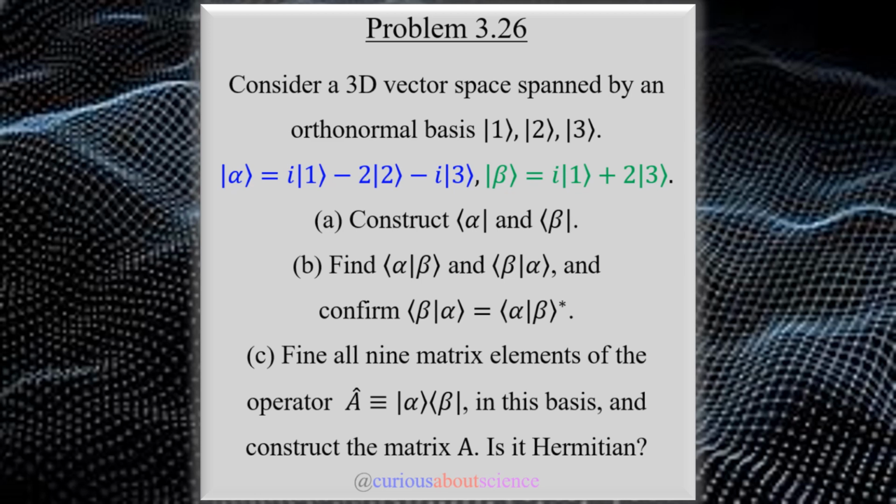Here we're asked to consider a three-dimensional vector space spanned by an orthogonal basis of ket 1, ket 2, ket 3. Here we have alpha, a ket vector in blue, of i ket 1 minus 2 ket 2 minus i ket 3, and beta as such.